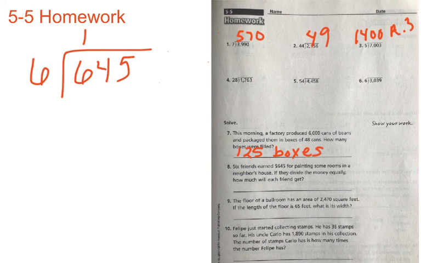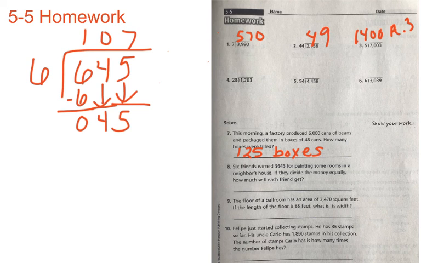6 can go into 6 one time without going over, and 6 minus 6 is 0. Bring down your 4. 6 cannot go into 4, so that's 0 times because it's larger. So now we can bring down our 5. And 6 can go into 45 7 times. 6 times 7 is equal to 42. And we can go ahead and do our subtraction here. 5 minus 2 is equal to 3, and 4 minus 4 is equal to 0.